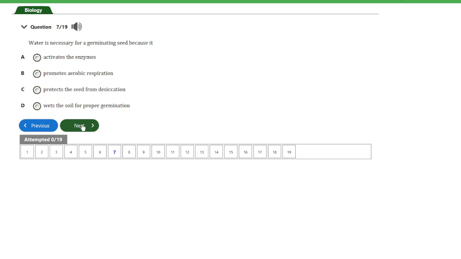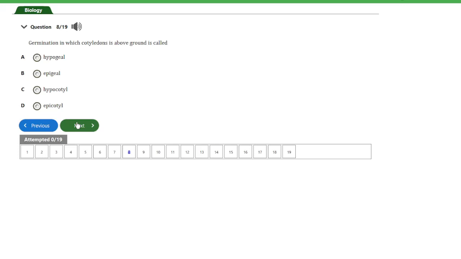So water is necessary for germination because it activates the enzymes. And like we know, the enzymes are the biological catalysts that speed up chemical reactions. So in the case of germination, water will activate these enzymes that break down stored food reserves in the seed, providing the energy for growth. So guys, let's look at the next question, and that's question number 8.